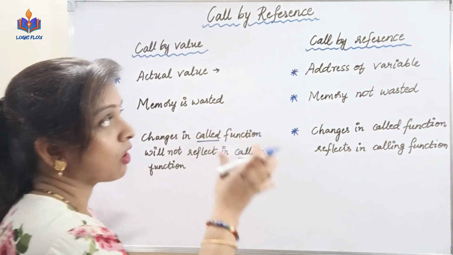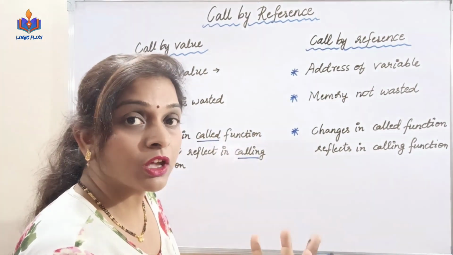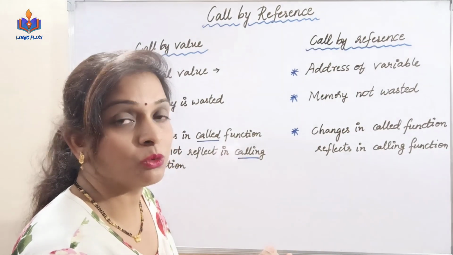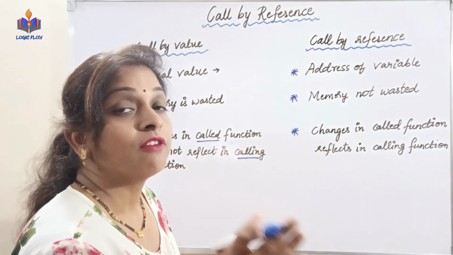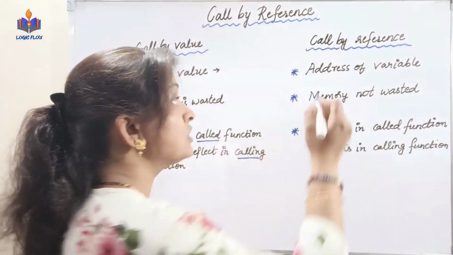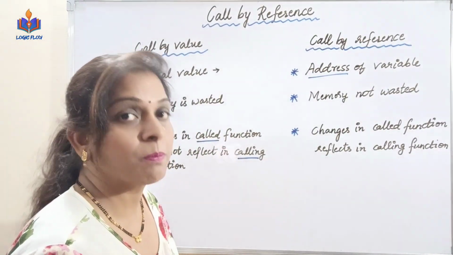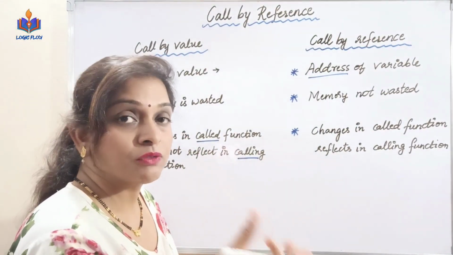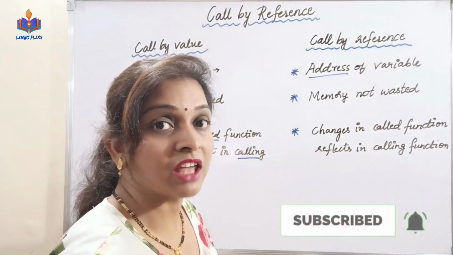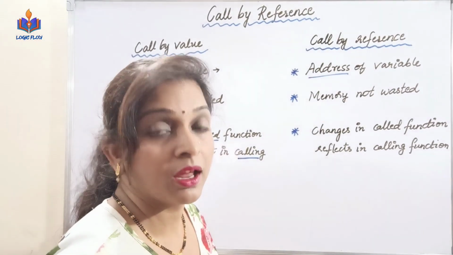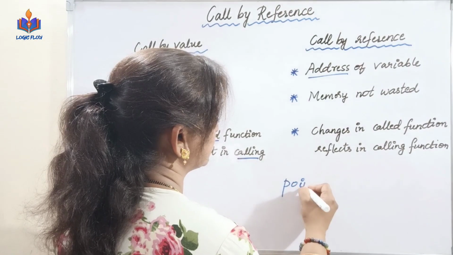But what about call by reference? Reference means what? Address. So here we are not passing the actual value as argument in the function call. We pass the address of the variable. That is a speciality. Reference means address. We pass the address of the variable. So when we are passing the address, obviously we have to receive that with some special variable, and that special variable is a pointer.